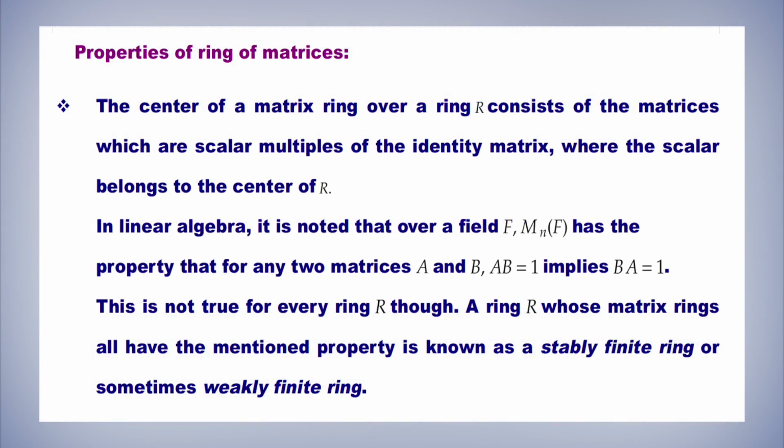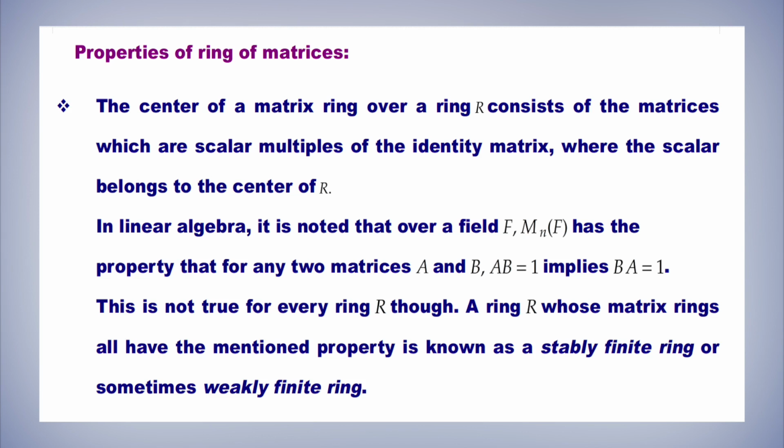The center of a matrix ring over a ring R consists of the matrices which are scalar multiples of the identity matrix, where the scalar belongs to the center of R. In linear algebra, it is noted that over a field F, Mn(F) has the property that for any two matrices A and B, AB = 1 implies BA = 1. This is not true for every ring R though.